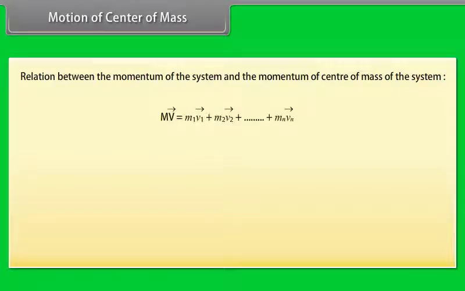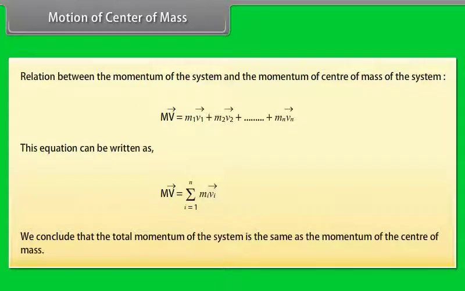mv vector is equal to m1 v1 vector plus m2 v2 vector plus so on till mn vn vector. This equation can be written as mv vector is equal to summation from i is equal to 1 to n of the product of mi and vi vector. We conclude that the total momentum of the system is the same as the momentum of the center of mass.